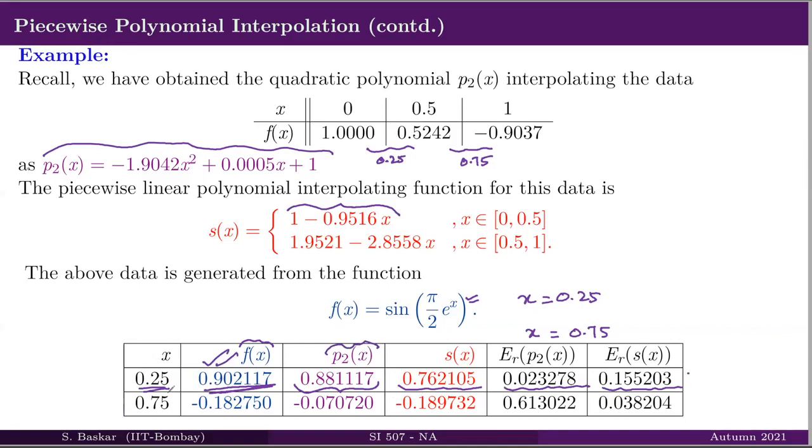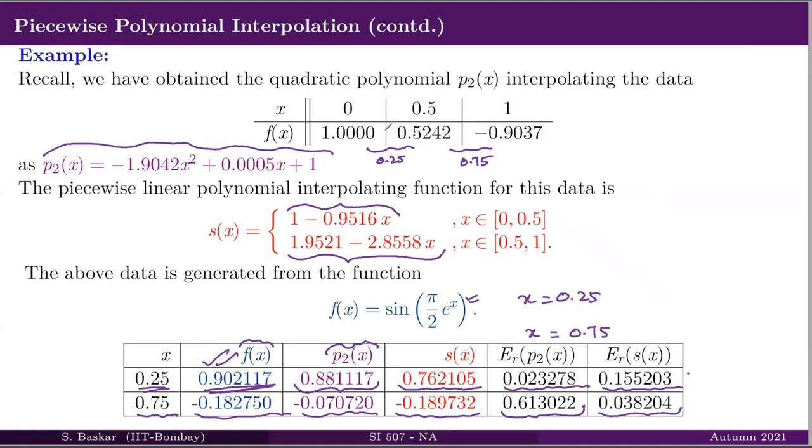And let us go to the other part, x equal to 0.75. At this point, again, you can find the exact value, the value generated by the quadratic polynomial and the value generated by the piecewise linear polynomial, in which case you have to put x equal to 0.75 in this expression. You can see that the relative error in P2 of x when compared to the exact value is around 61%, whereas the relative error in the value generated by the piecewise linear polynomial is 3.8% when compared to the exact value.